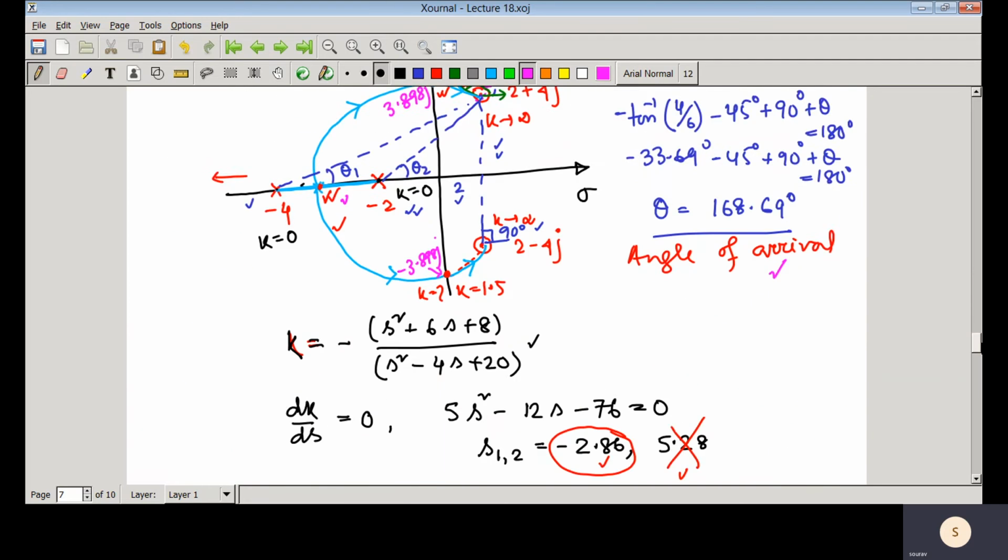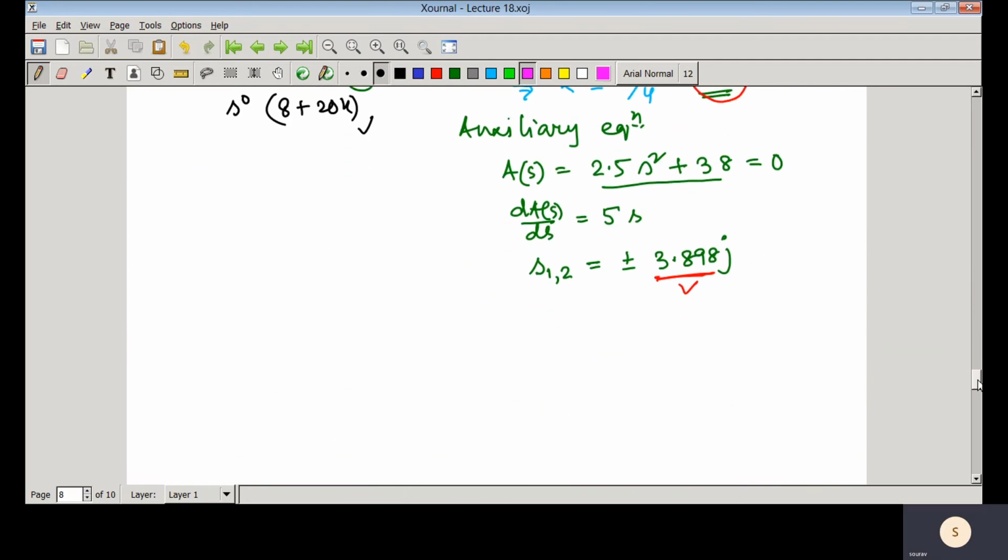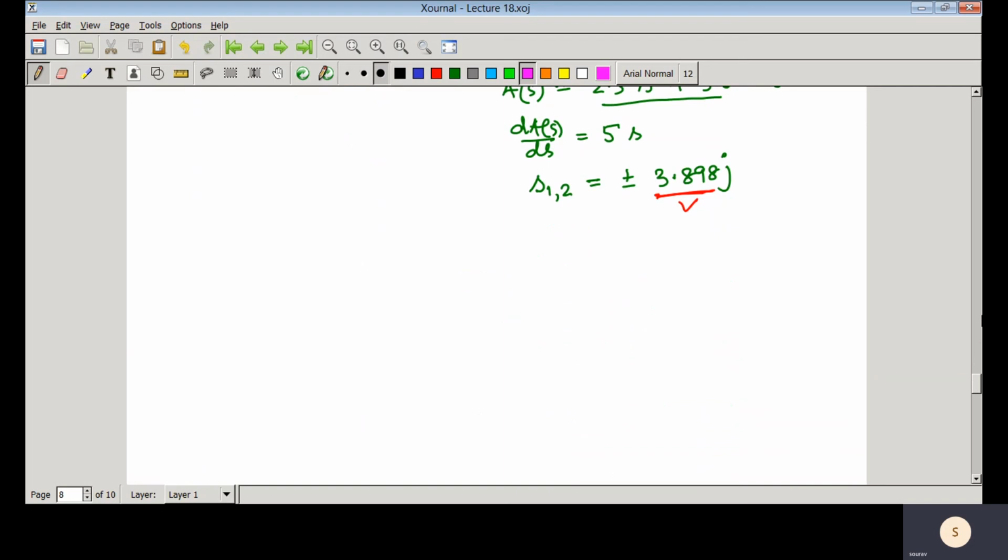So let us discuss one more concept used in root locus, that is called root sensitivity. This concept is also very important. This is also known as pole sensitivity.